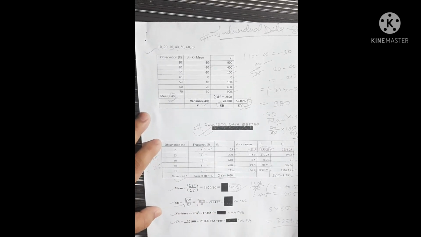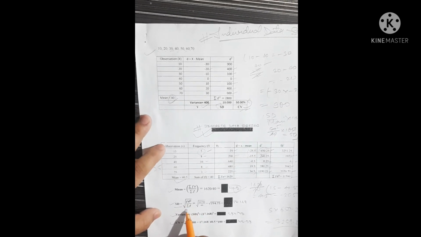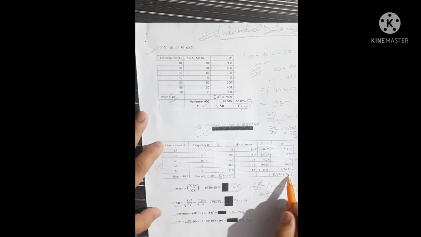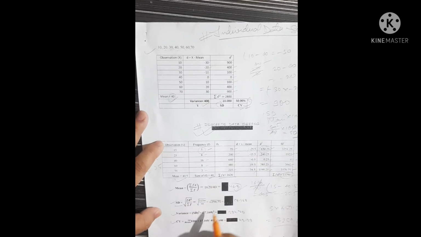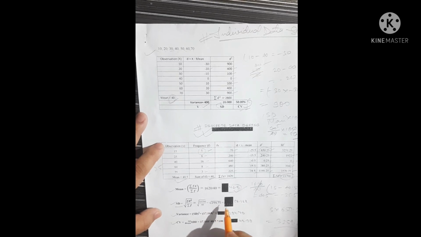Now we will calculate SD. SD is equal to root under sigma fd square upon sigma f. What is fd square? FD square is 11790 here. So 11790 upon sigma f, and sigma f is 40. If we calculate root under 11790 upon 40, we get root under 294.75. Root under 294.75 is calculated as 17.168. So this is called SD.